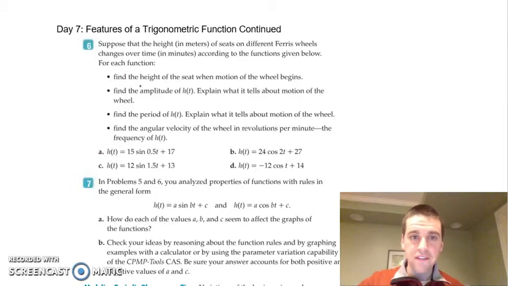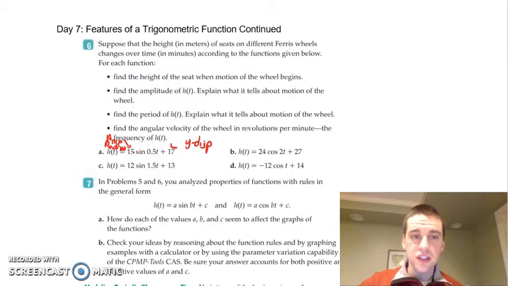So for each one, we're going to find the height, find the amplitude and explain what that means, find the period, and then find the angular velocity. So let's look at A. We have 15 sine of 0.5 t plus 17. Let's look at the two things that you should be able to pick up immediately. The 17 is the y displacement, the position of the midline. So the midline is shifted up 17 meters.